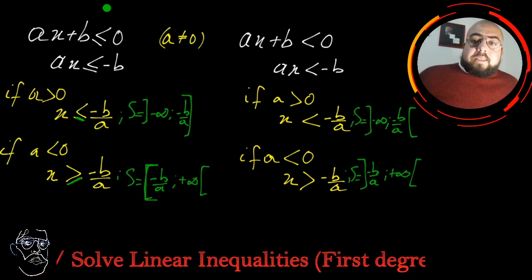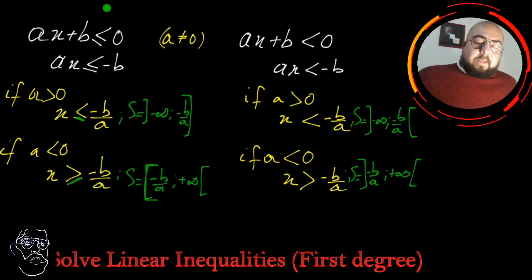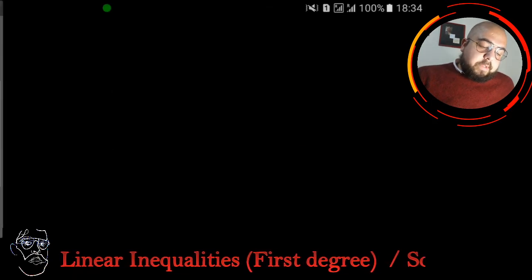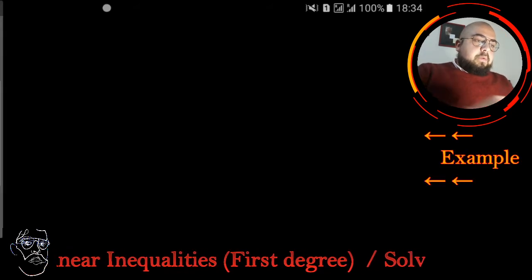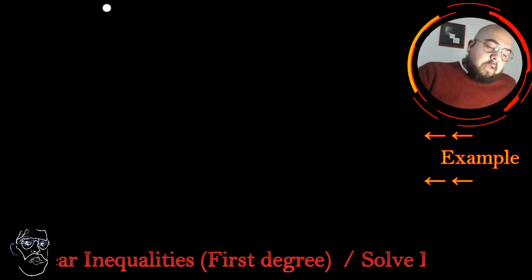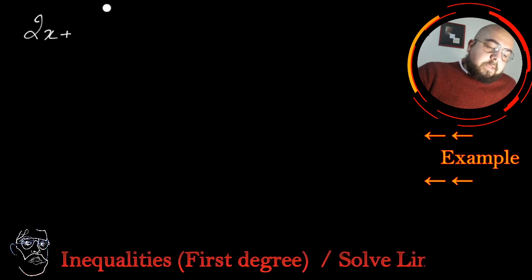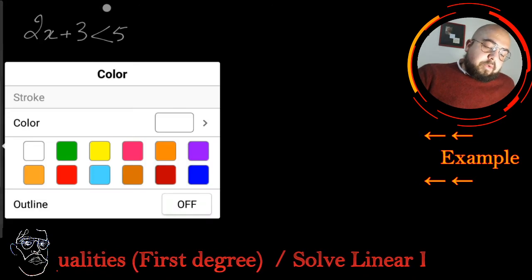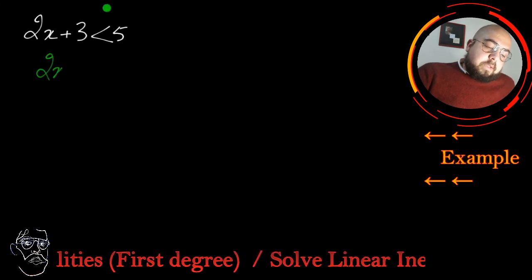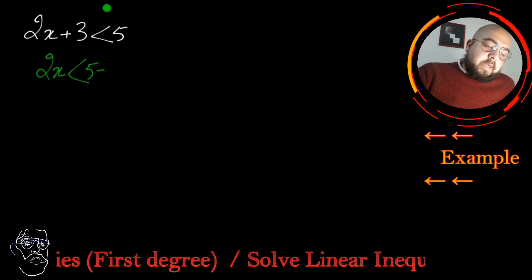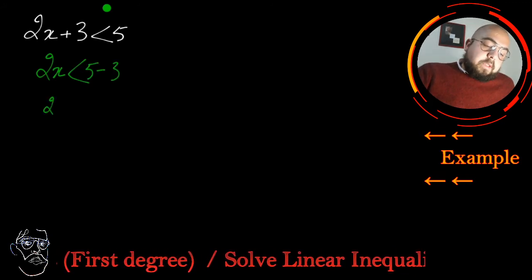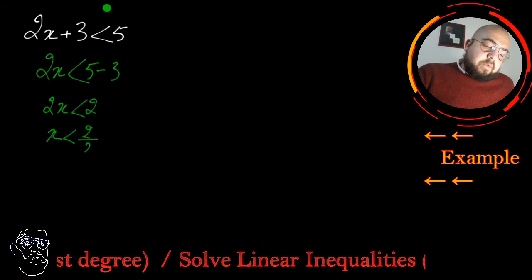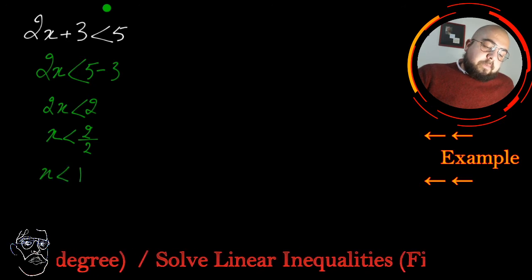Right now I'm going to take some examples and we're going to solve each example by itself. All right? So let's take our first example. We have 2x plus 3 smaller than 5. The first step is to say 2x is smaller than 5 minus 3. So 2x is smaller than 2. x is smaller than 2 over 2. x is smaller than 1.